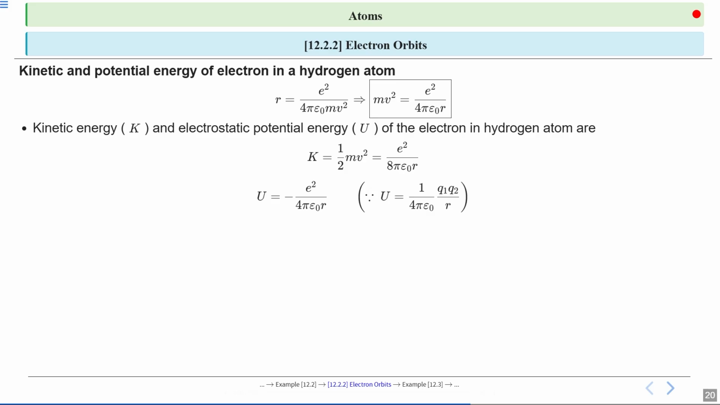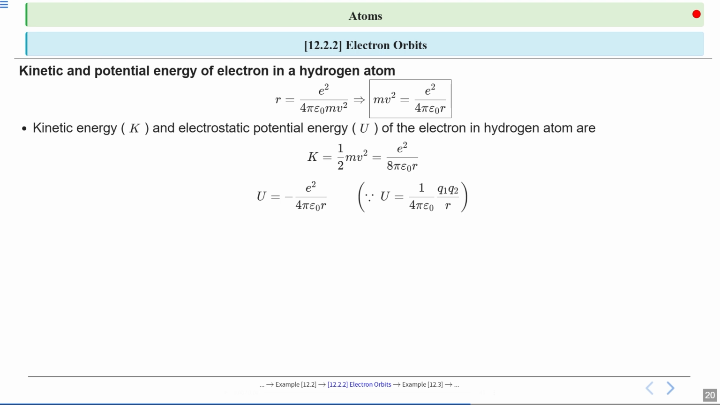Okay, so now let's look at the potential energy U. The formula is U equals minus e square upon 4 pi epsilon naught r. According to U equal to 1 by 4 pi epsilon naught Q1 Q2 upon r, this is the formula for electrostatic potential energy.